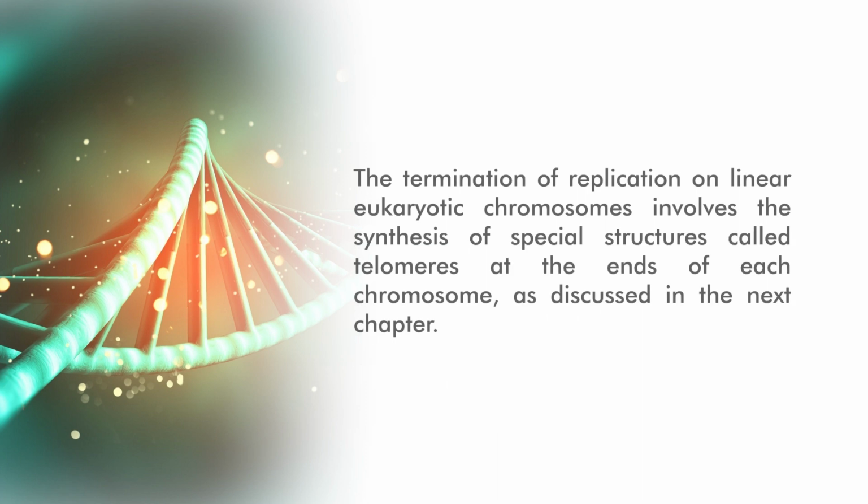The termination of replication on linear eukaryotic chromosomes involves the synthesis of a special structure called telomeres at the end of each chromosome. Like bacteria, eukaryotes have different types of DNA polymerase. Some have been linked to particular functions, such as replication of mitochondrial DNA and nuclear DNA. The replication of nuclear chromosomes involves DNA polymerase alpha in association with DNA polymerase delta.